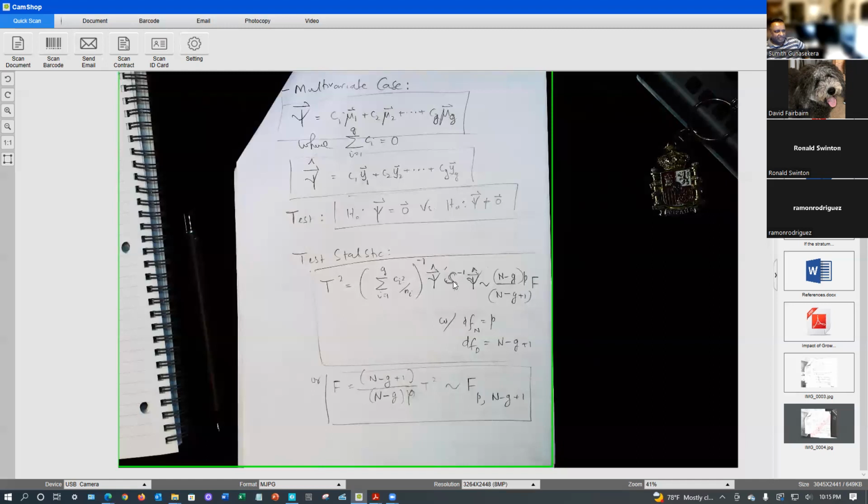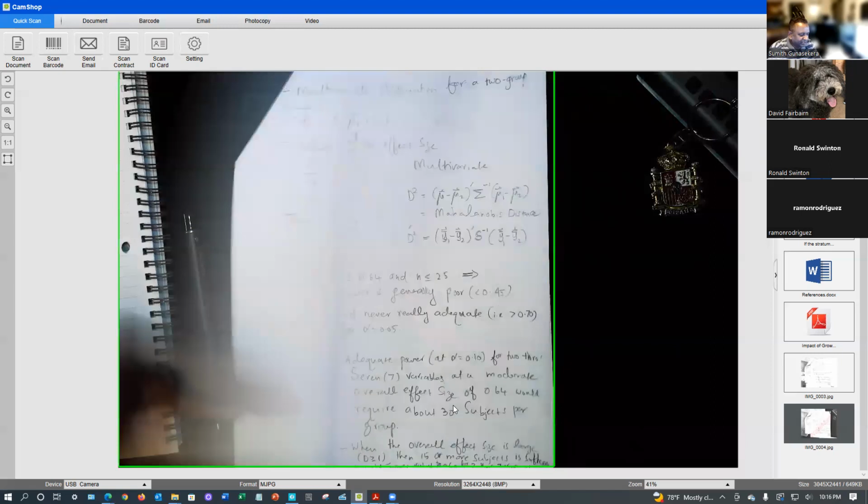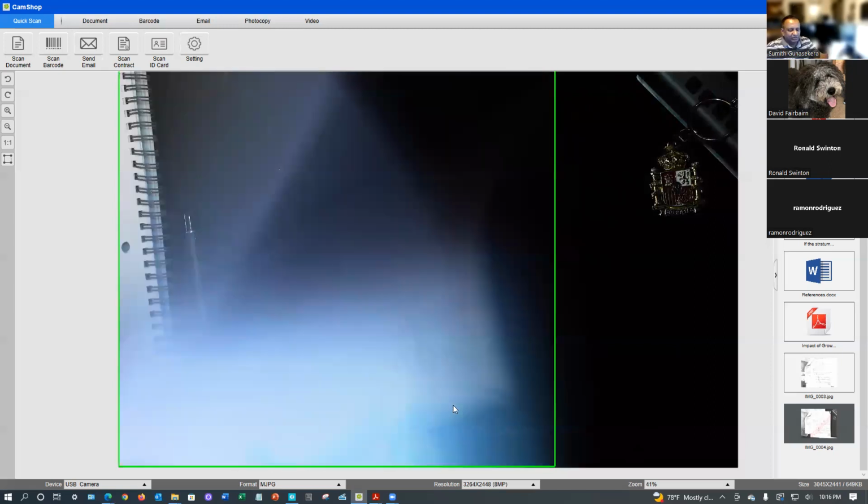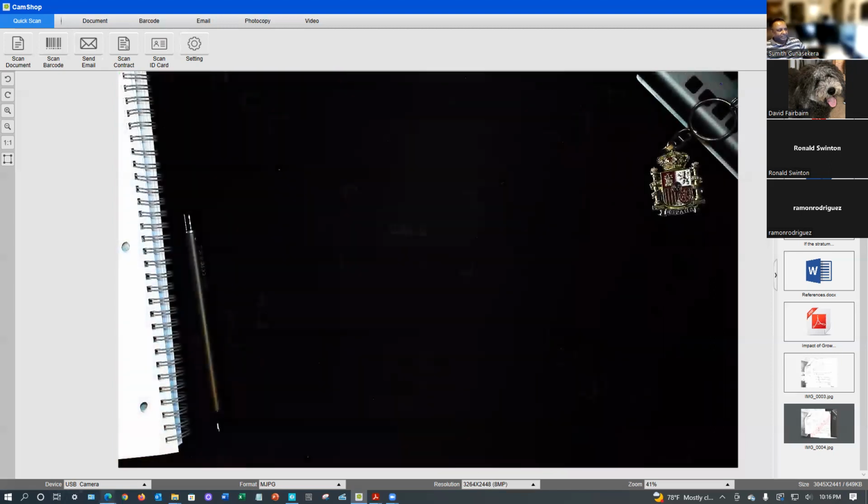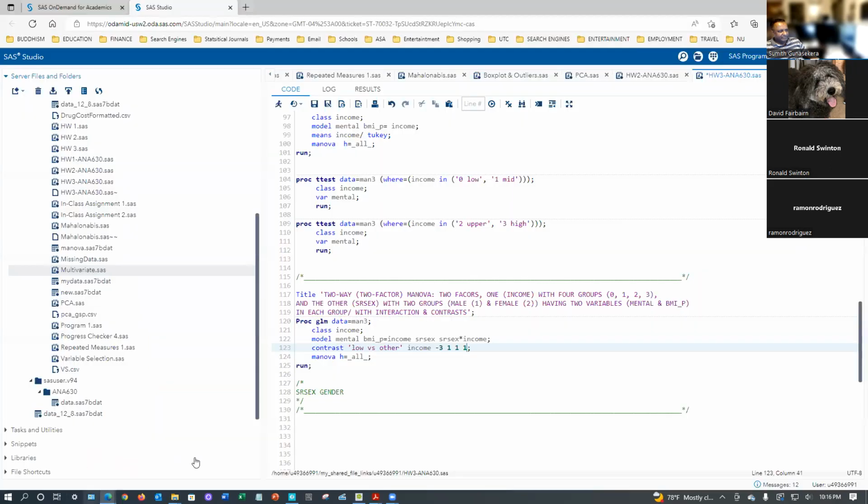Rearrange it like this; this is connected to this. And instead of S, you're going to use the multivariate pooled matrix, and that's distributed according to the F distribution. Connected like this or this way, either way. So let's run this one and see whether we can get those contrasts.